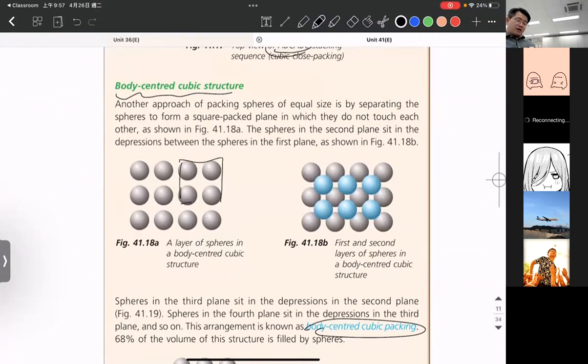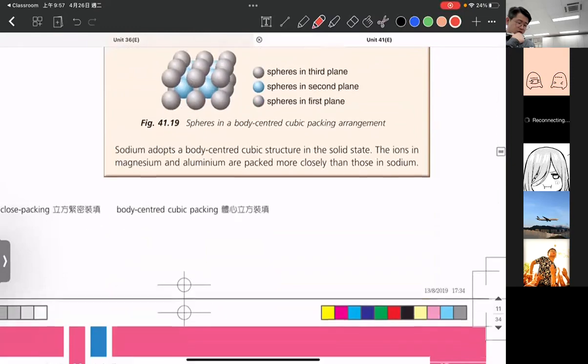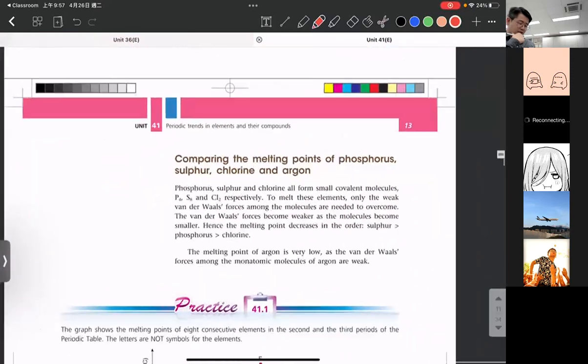We have got the base having a square base, but once I place another ball in the second layer, you may find you have got more space in between. So it's rather open, less packed. Okay, less packed. Just remember, less packed. So you may know this later.